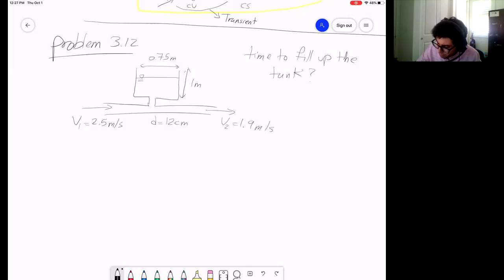And given that the depth of the water at the start is 30 centimeters, and I know this is not to scale, right? This is definitely not 30 centimeters. Okay, so let me extend this one. So at the start, we have 30 centimeters of water, and we're asked to find, okay, how long will it take to fill up the entire tank?